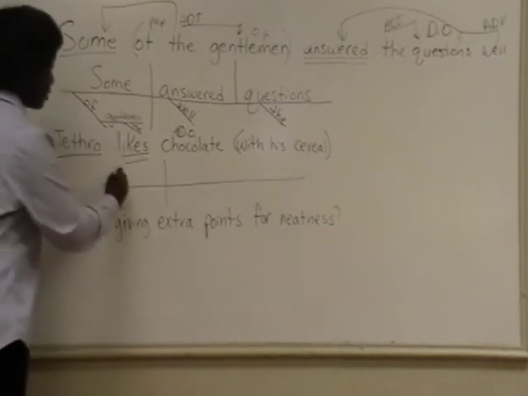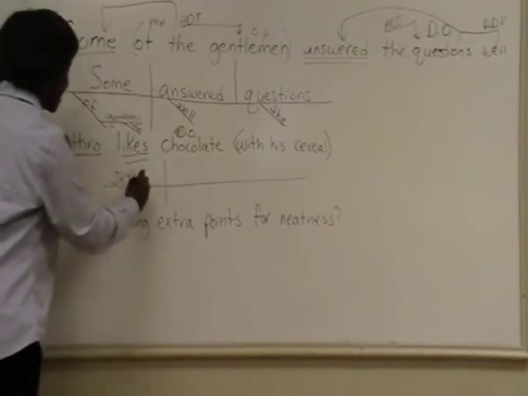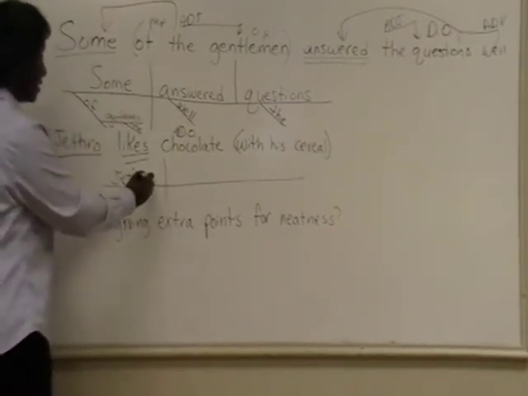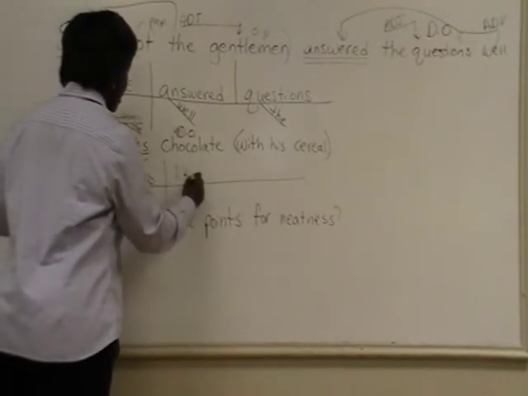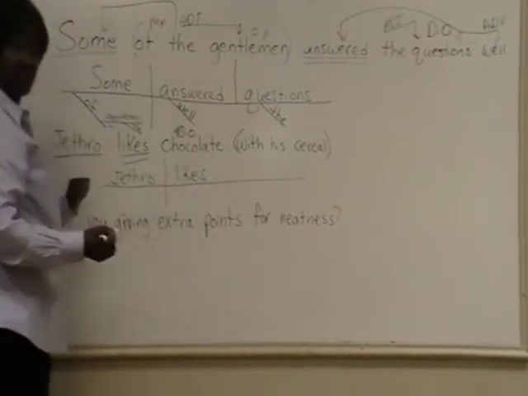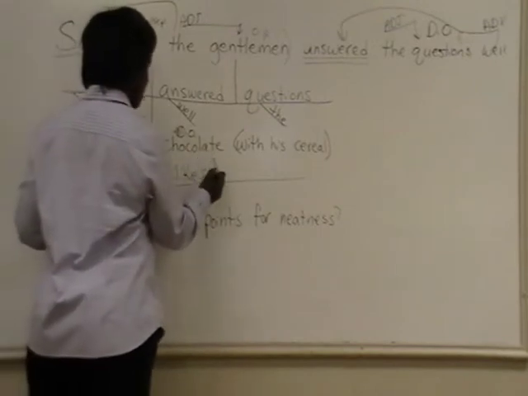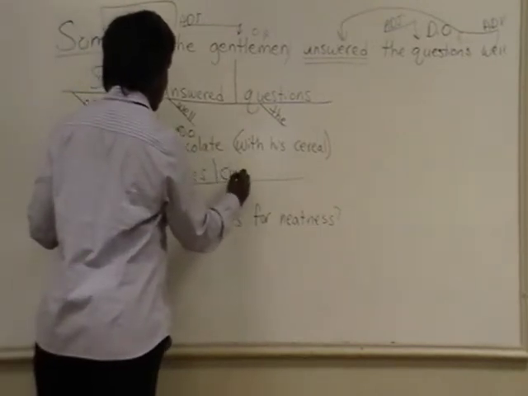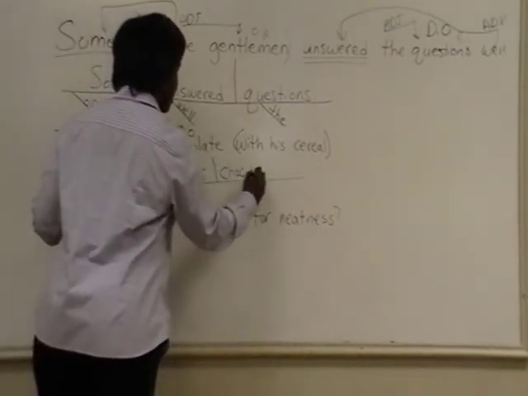And we'll put Jethro here because Jethro is my subject. And then we put "likes" right here because "likes" is my verb. And then we've got "chocolate," your direct object. So it goes right here.